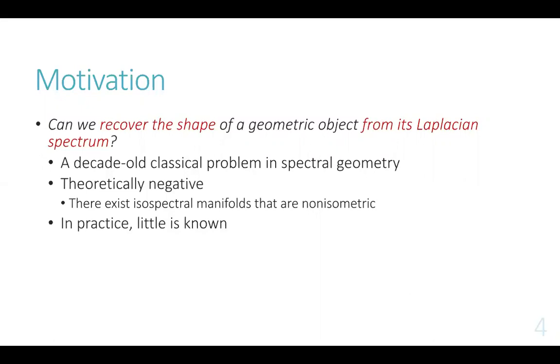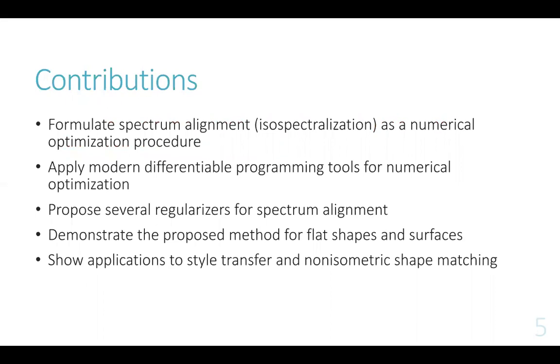So in this paper, they formulate this problem, the spectrum alignment, which they call isospectralization, as a numerical optimization procedure. In this way, they can apply modern differentiable programming tools like PyTorch or TensorFlow. They propose several regularizers for this task, and they demonstrate that the proposed method can work for flat shapes and surfaces. They also show some applications to style transfer and non-isometric shape matching.